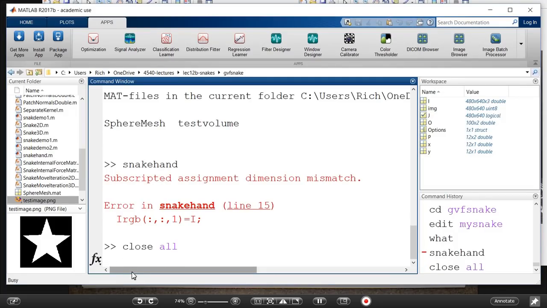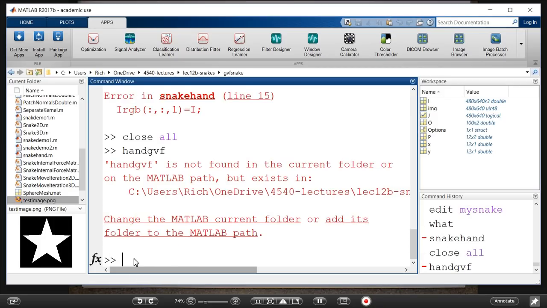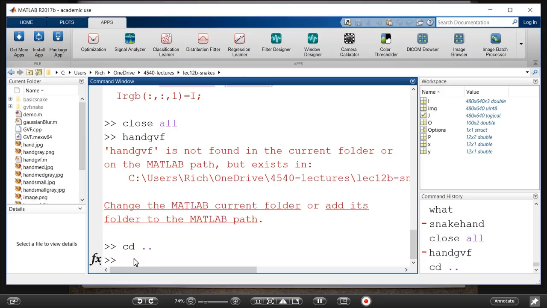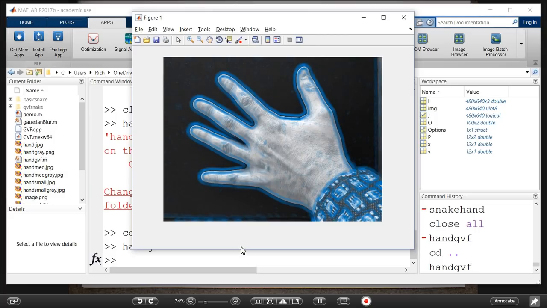So what was my thing? Let's try, I have a function called hand GVF. Oh, okay. Better.